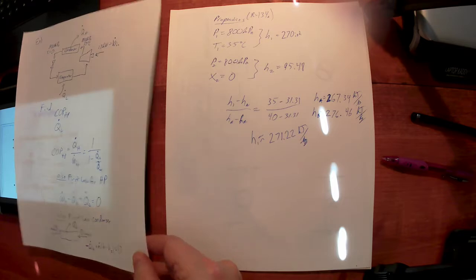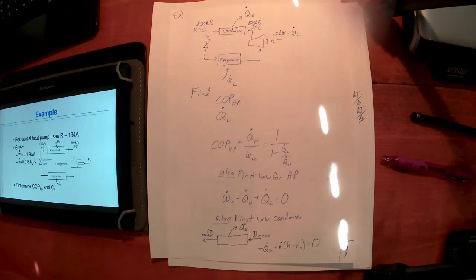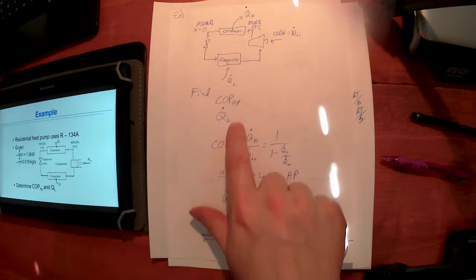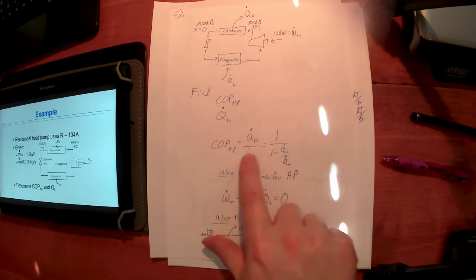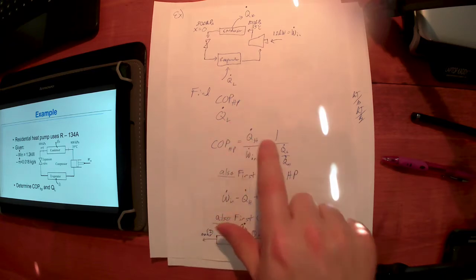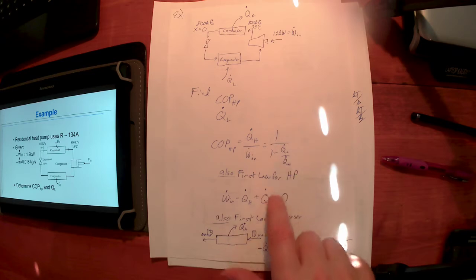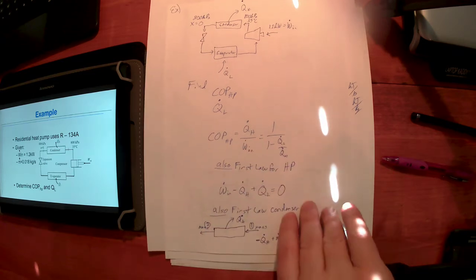What we're trying to do again is find COP, Q dot L. To find COP, I need Q dot H. I've got the power input already. Now I've got enough information to find Q dot H.